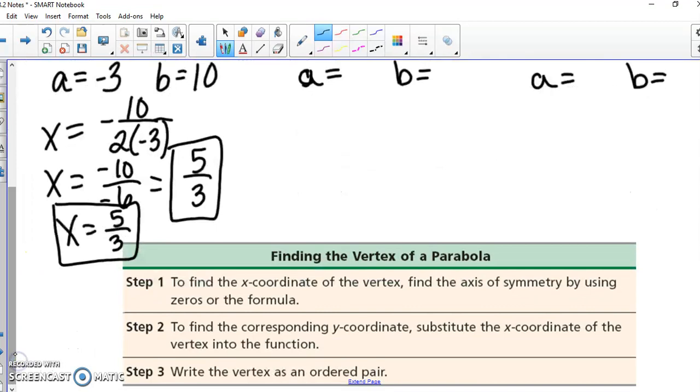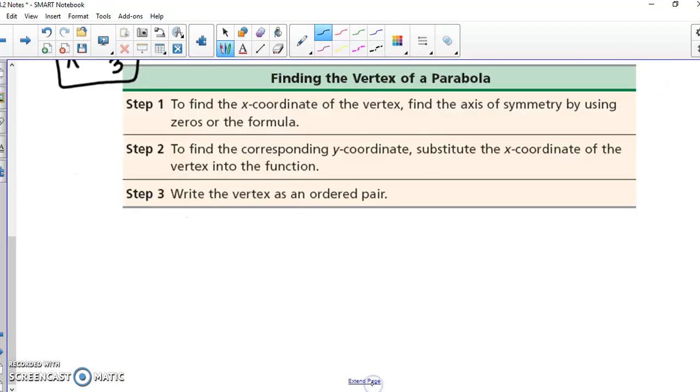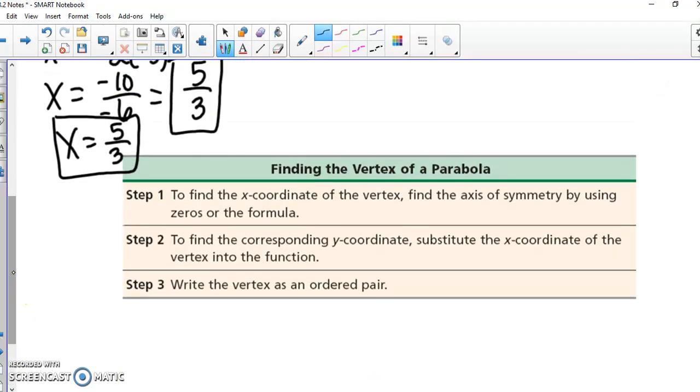The last thing for today is finding the vertex of a parabola. Remember, we've got our axis of symmetry, and the axis of symmetry goes through the vertex. So we already have our x value. We just need to find the y value. Once we find the axis of symmetry, that'll be our x value, and we're going to plug that back into the same equation that we're working with.